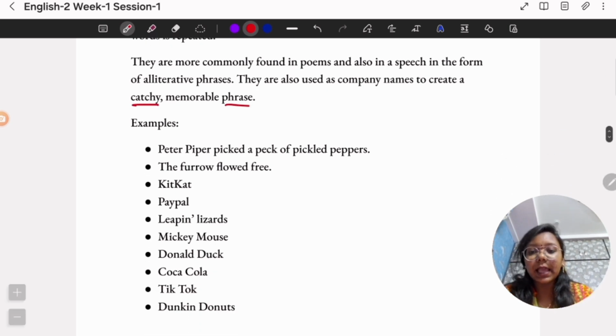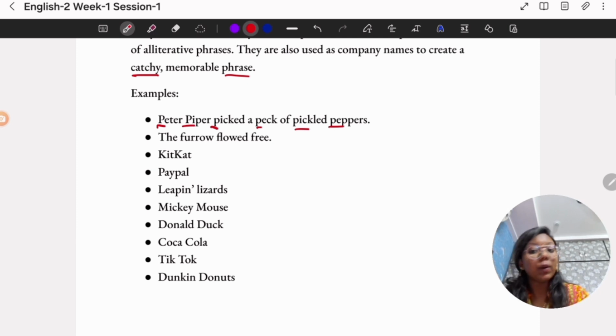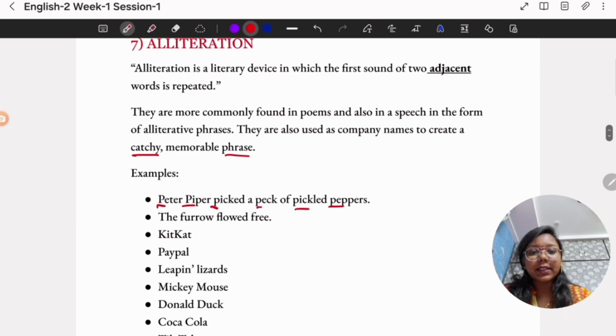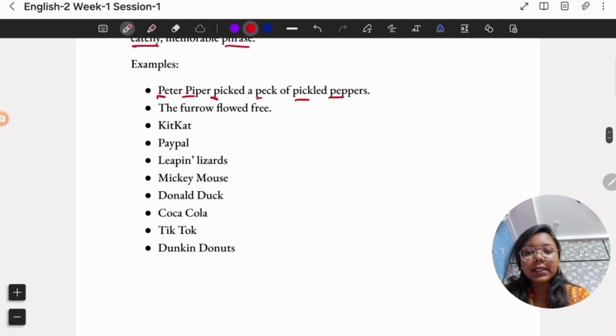So if you see the example, Peter Piper picked a peck of pickled peppers. The same sound has been repeated over and over in the whole sentence here. It's just two adjacent words actually, but in this case, it's repeated in the whole sentence.